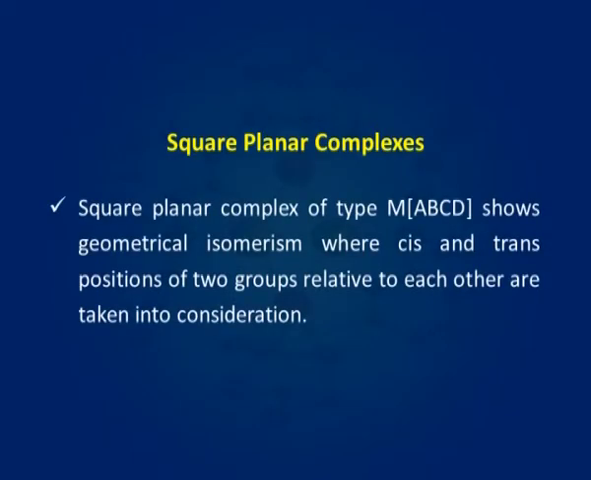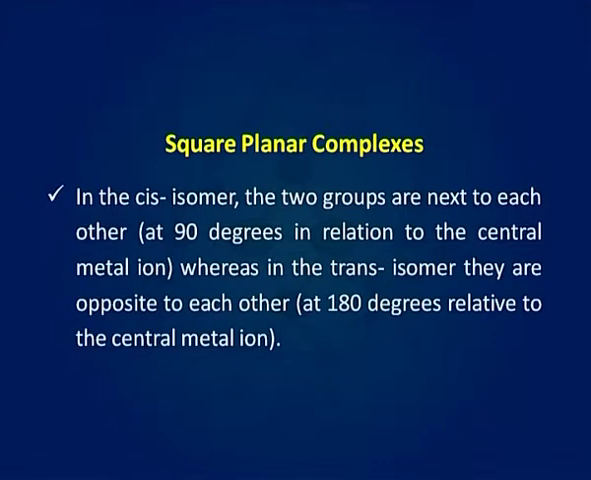A square planar complex of the type MABCD shows geometrical isomerism where cis and trans positions of two groups relative to each other are taken into consideration. In the cis isomer, the two groups are next to each other, that is at 90 degrees in relation to the central metal ion, whereas in the trans isomer they are opposite to each other, that is at 180 degrees relative to the central metal ion.